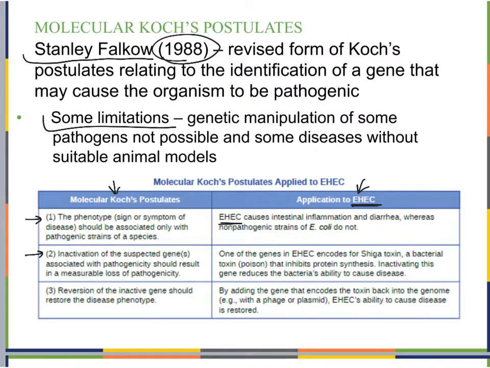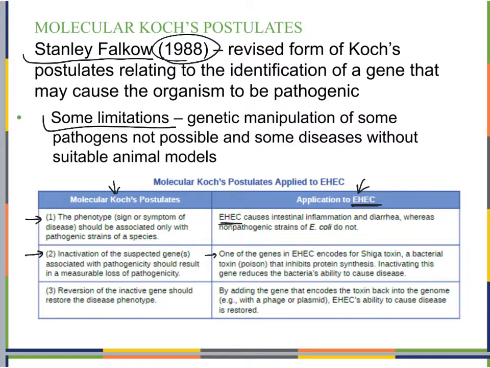Number 2 is inactivation of the suspected gene or genes that are associated with pathogenicity, which should result in a measurable loss of pathogenicity. So if we can go in and knock out those genes, or that gene, then we should notice a difference in pathogenicity. So we should see a decrease in those signs and symptoms, the disease causing, or what is associated with disease.